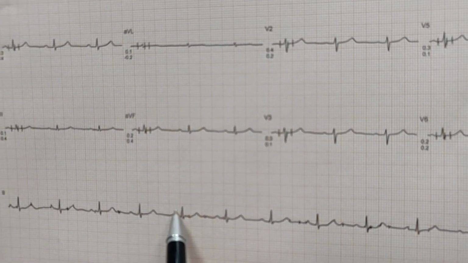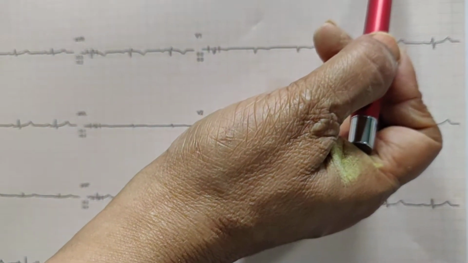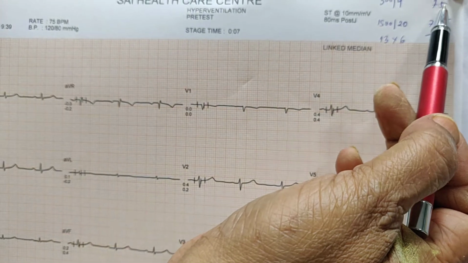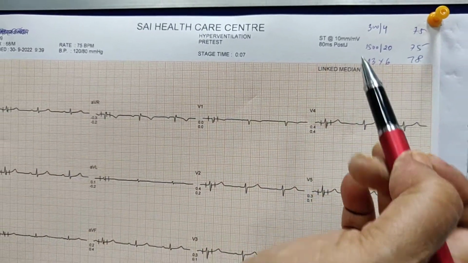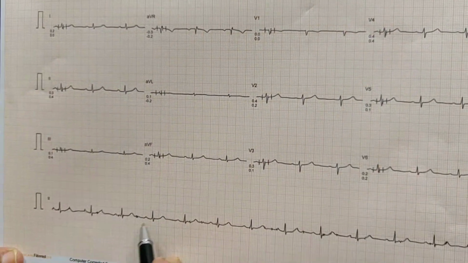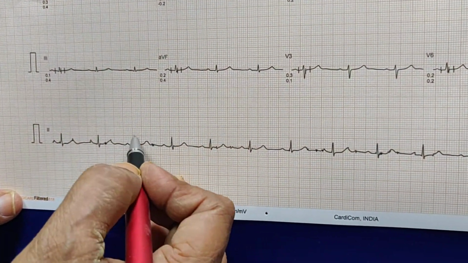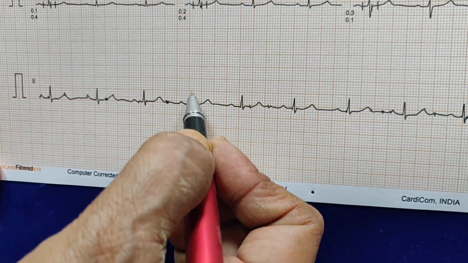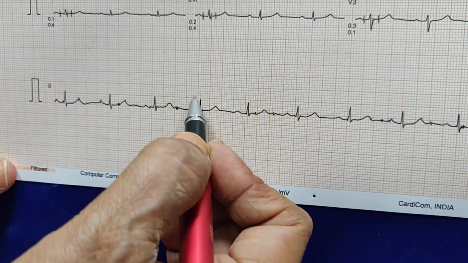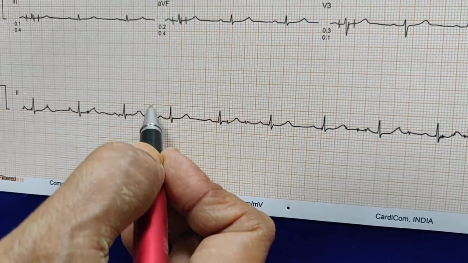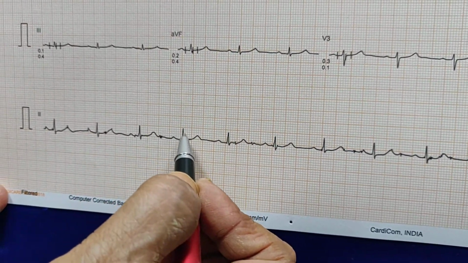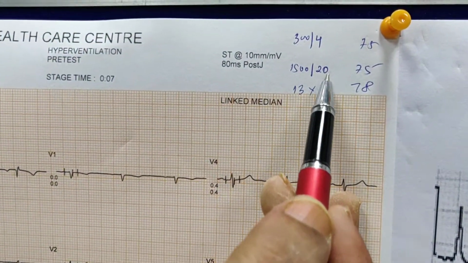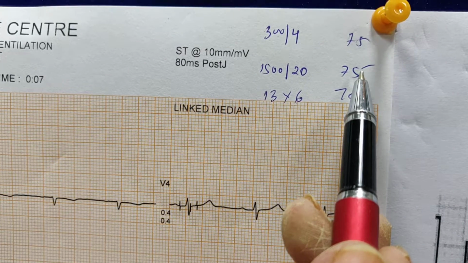So by large box method, it will be 300 divided by 4, so approximate heart rate is 75 per minute. Then you calculate small boxes here. Since the large boxes are 4, this is 1, this is 2, this is 3, and here 1 millimeter more and 4. So it is 4 large boxes, and each box has 5 millimeter in it, so it will be 20 small segments. So 1500 divided by 20, again the heart rate comes to 75.